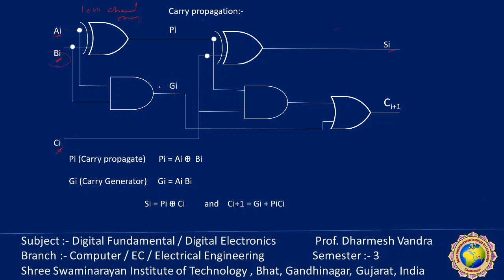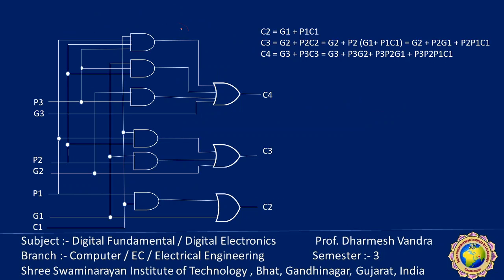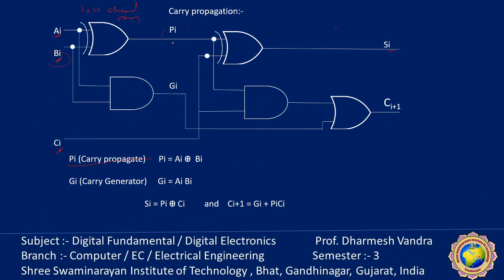So consider the circuit here. We define two new binary variables. One is this carry propagate PI, the half adder circuit output. And GI is known as the carry generate, GI, for each stage. I stands for 1, 2, 3, 4 for a 4-bit adder. So PI is AI exclusive OR BI, while GI is AI AND BI.